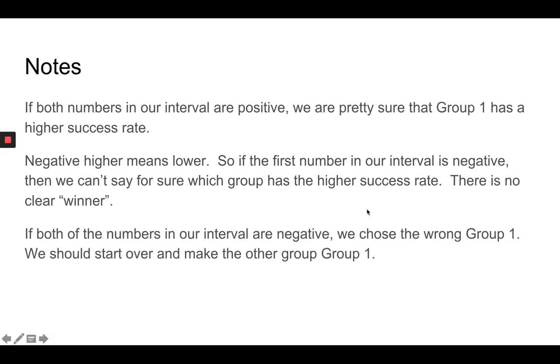If we go through all the calculations in the calculator and we get two negative numbers, then we've goofed. We picked the wrong group one to begin with. We start over and make the other group group one.